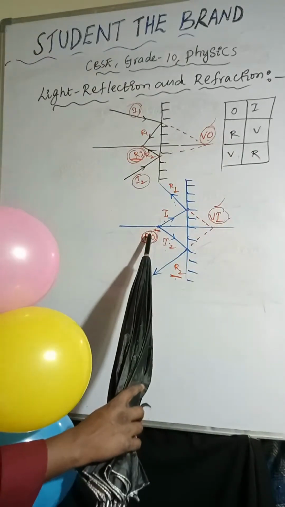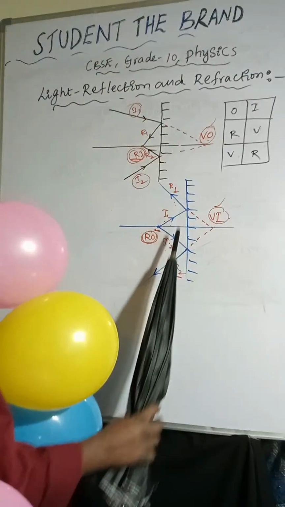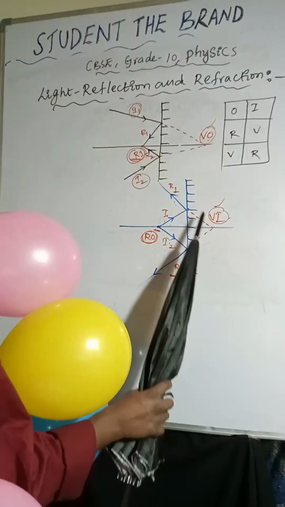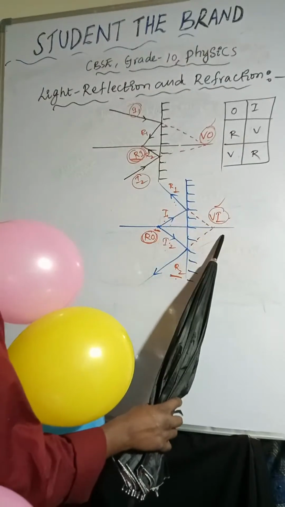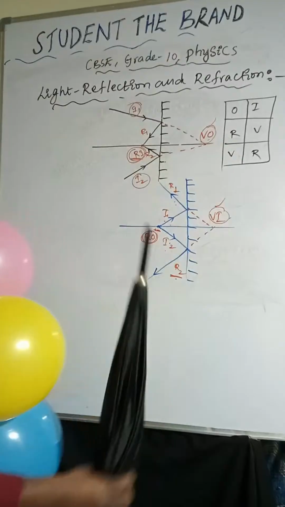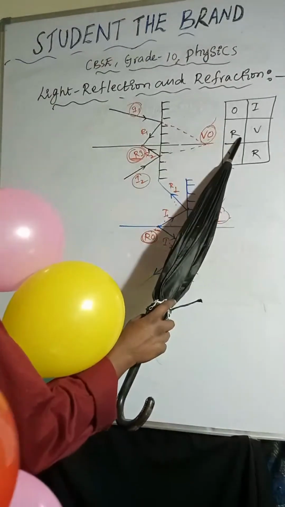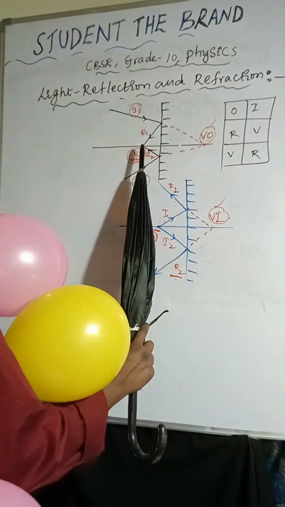So that's why this is called a real object. After reflection, the reflected light rays are extended. Those reflected light rays are meeting at one point. That's why that is a virtual image. So here you can observe: object is real.